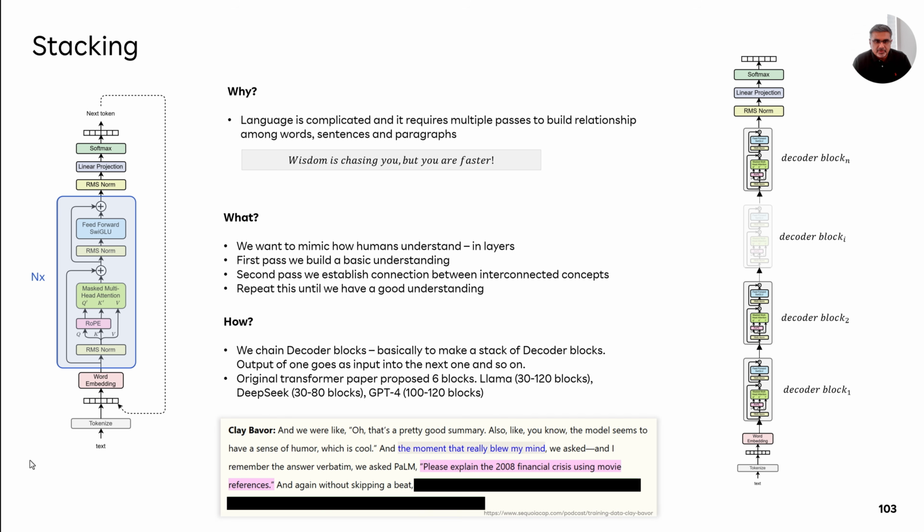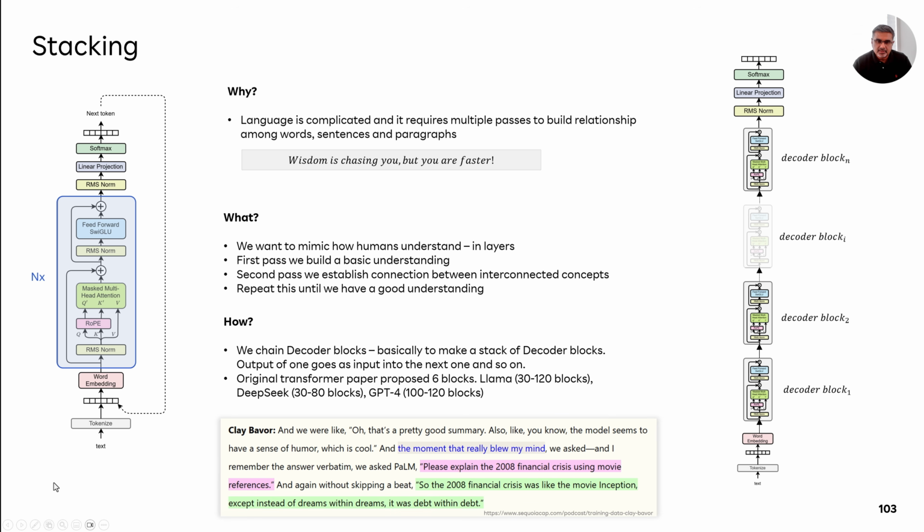So Clay Bauer, who was part of the Google DeepMind team, explains this in the following way. He says that when they started to see the amazing things that generative AI could do with decoder-only transformers, of course they were really impressed with the fact that it could generate text given a sequence of tokens before it. But what blew their mind is when they asked this question: "Please explain the 2008 financial crisis using movie references." And what the LLM at that time could produce was something like this.